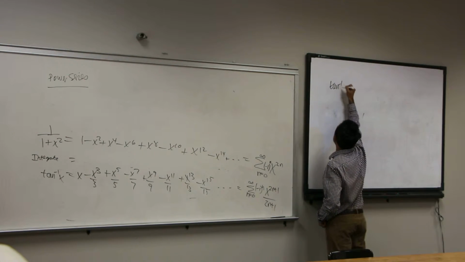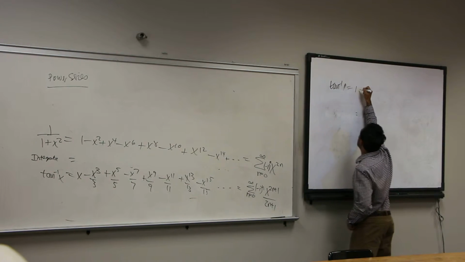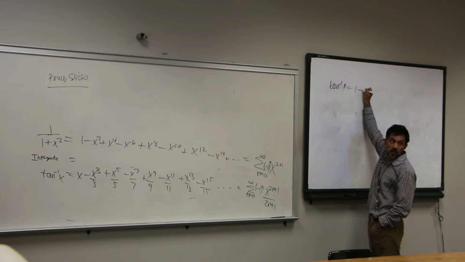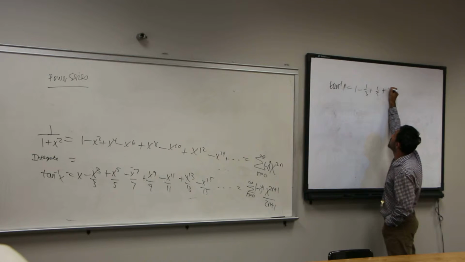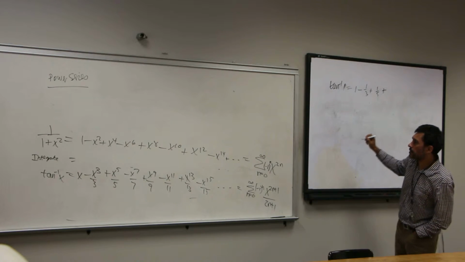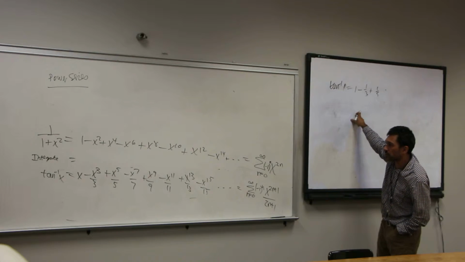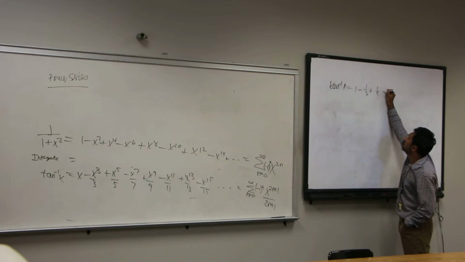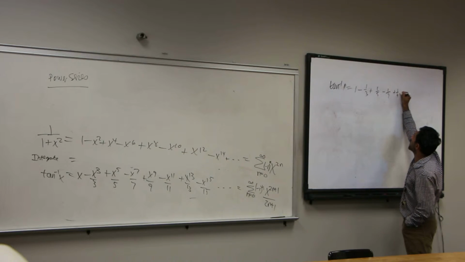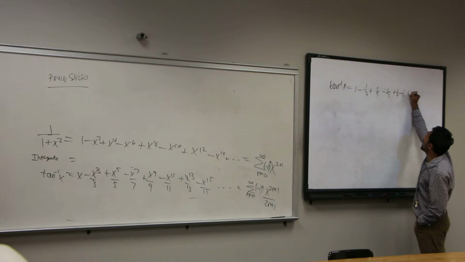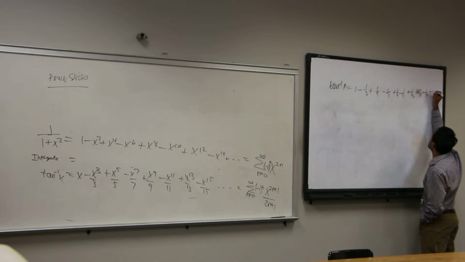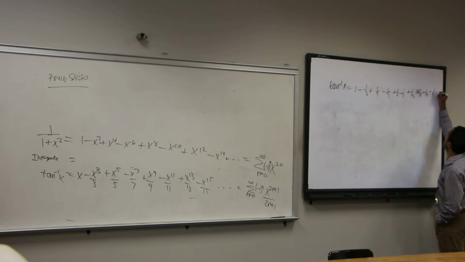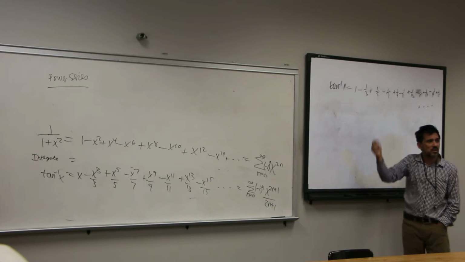So if I put a 1 on both sides, we'll get here 1 minus 1/3 plus 1/5 minus 1/7 plus 1/9 minus 1/11 plus 1/13 minus 1/15 plus 1/17 minus 1/19 plus, you can keep going, you don't have to stop.